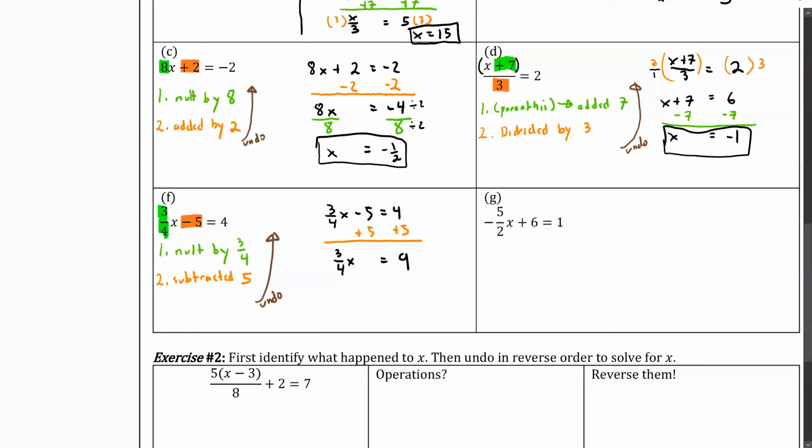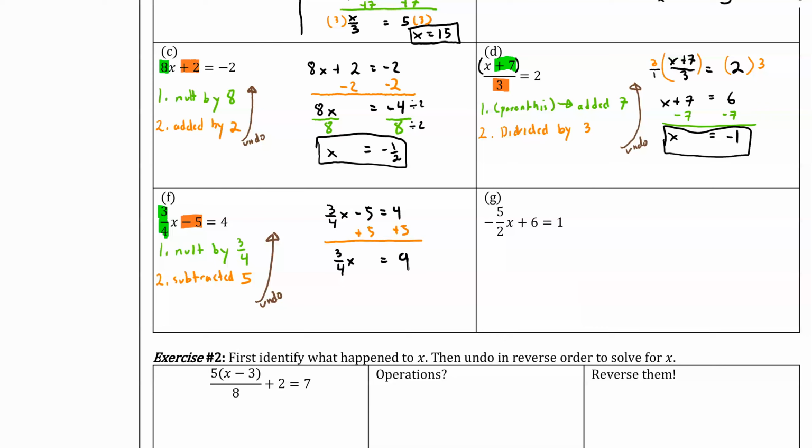And so this is where the previous lesson is really powerful. We need to undo multiplication by 3/4. And while we could say, hey, the inverse of multiplying by 3/4 is to divide by 3/4, I taught you a little trick. It's that we can simply multiply by the reciprocal of the fraction. So the reciprocal of 3/4 is 4/3.